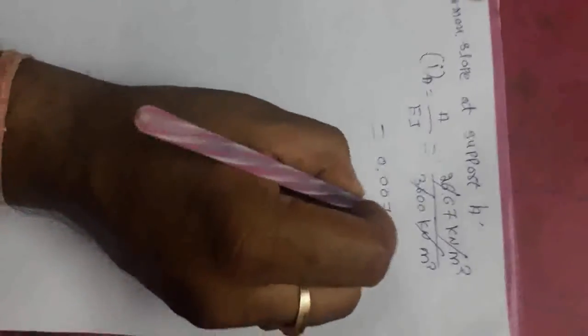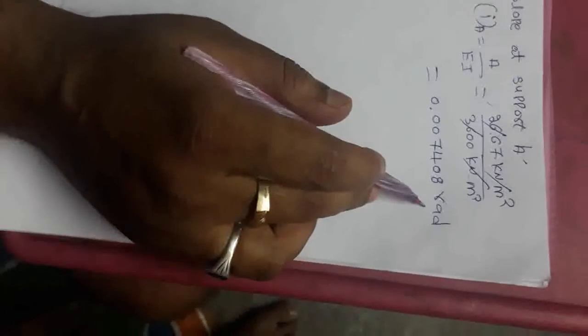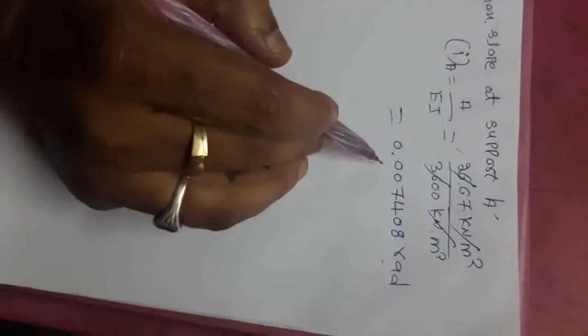Simplify these terms, you get 0.007408. There are no units, kilonewton meter square are cancelled. So the remaining unit for slope is only radians. So through this formula, with the value of A and the flexural rigidity value, you can get the slope at A.